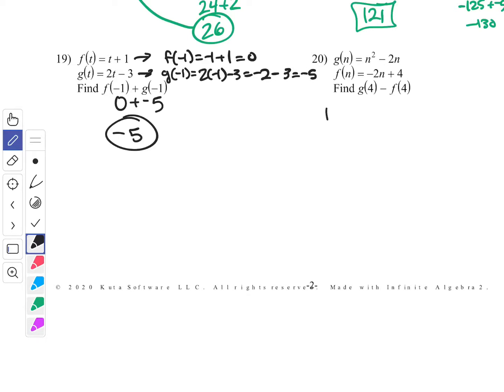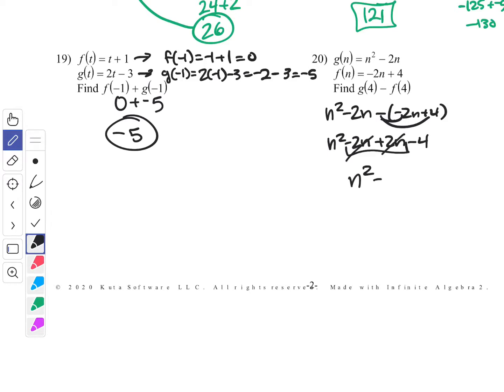As opposed to n squared minus 2n minus negative 2n plus 4. So then we distribute that negative. A negative and a negative make a positive 2n. A negative and a positive make a minus 4. Those cancel out, right? It becomes 0n, so n squared minus 4. Then put a 4 in there. We get 16 minus 4, which is 12. Alright, so there's how we deal with the addition and subtraction of functions.